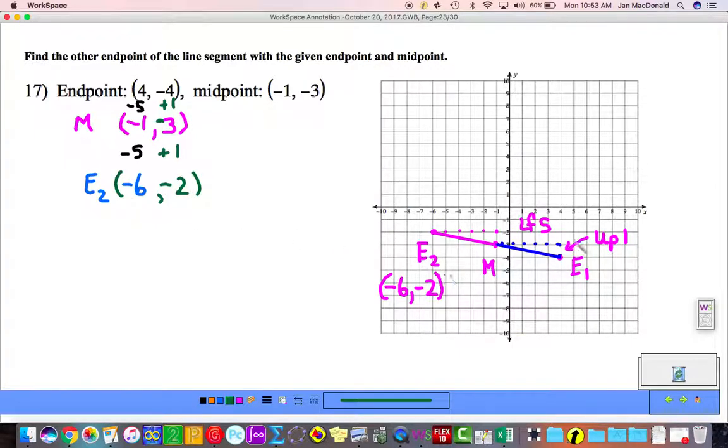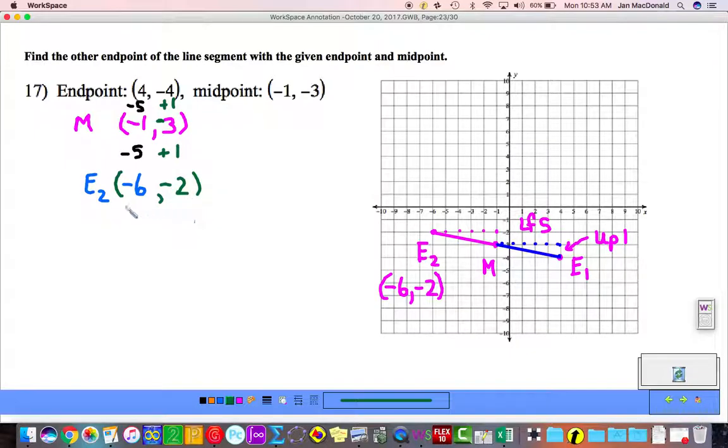So the graph helps us visually locate the second endpoint, but if we take a look at the ordered pairs themselves, hopefully we can see the pattern. What number do I have to add or subtract to the number 4 to get the number -1? The answer is subtract 5. If I continue that pattern, -1 subtract 5 is -6. Likewise, what number do I have to add or subtract to the -4 to get -3? I have to add 1. -4 plus 1 is -3. I continue that pattern. -3 plus 1 is -2.